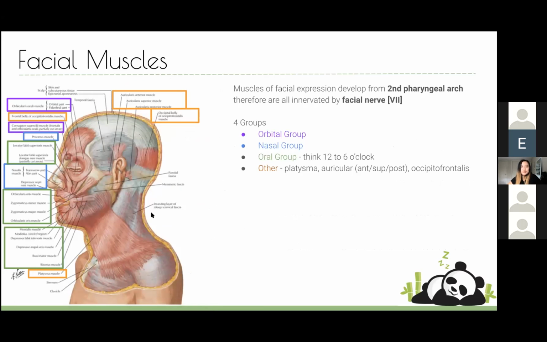I'm not going to go into all the facial muscles, but the main point is they all develop from the second pharyngeal arch, so they're all innervated by the facial nerve, and you've got 4 groups. So you've got the orbital group, which is actually smaller. So you've got your orbicularis oris, and you've got your corrugator supercilii, which makes you frown. You've got a nasal group, which some of them depress. And then you've got your oral group, which I learned.